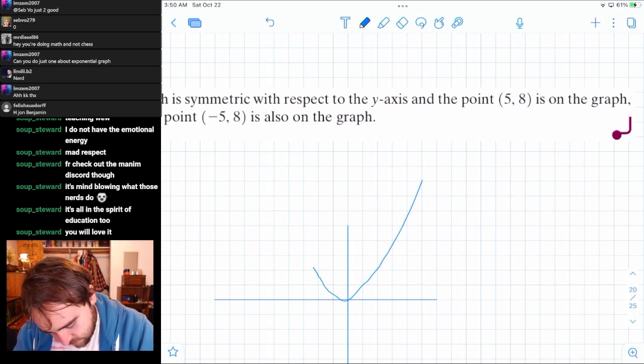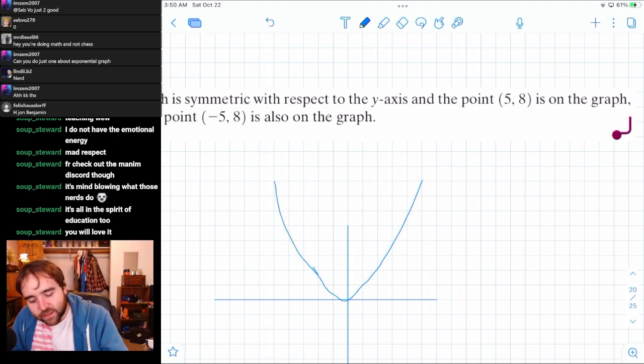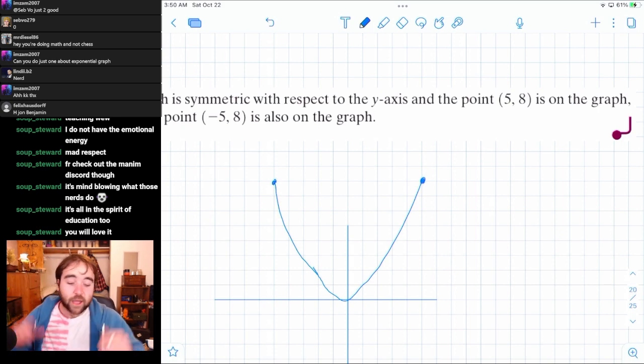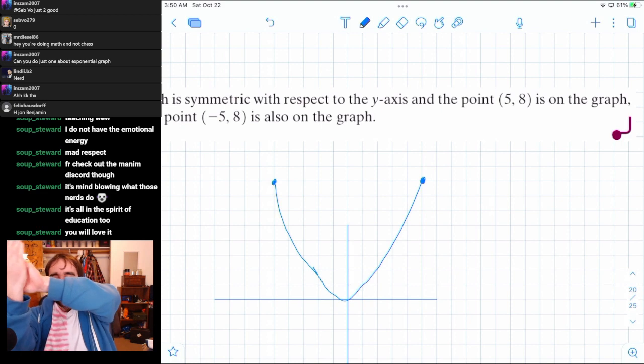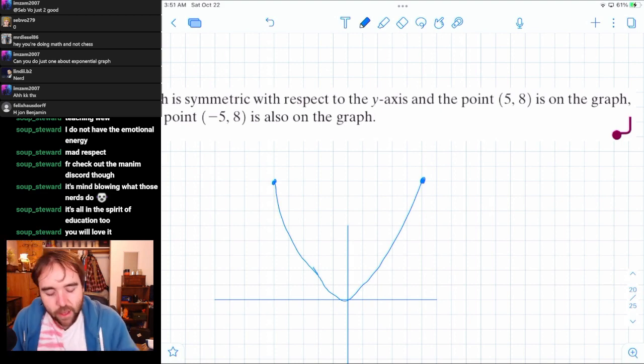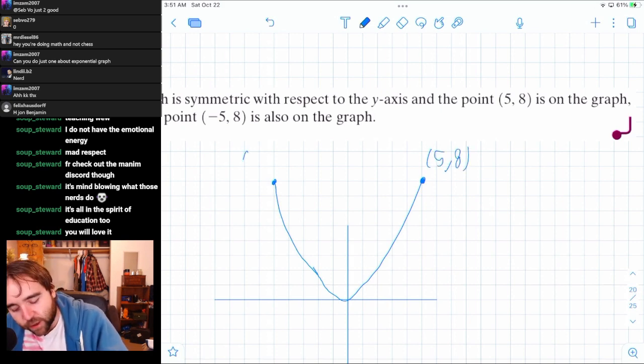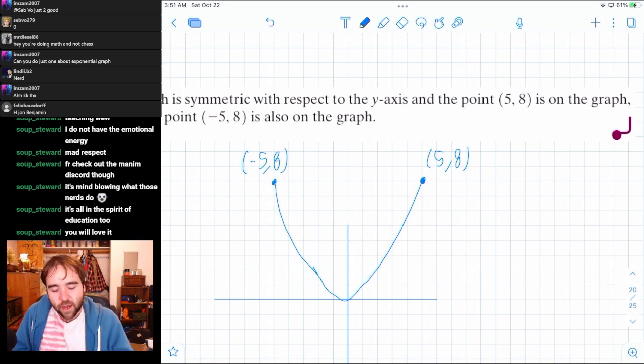Maybe, I guess I do want to be good about this. (5, 8). There we go. So that has y-axis symmetry. It goes through the point. You fold it over the y-axis, it lands back in on itself. And it has the point (5, 8). Also has the point (-5, 8). Which makes sense. That's just how y-axis symmetry is going to work.